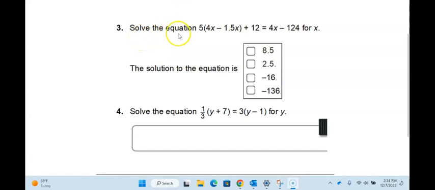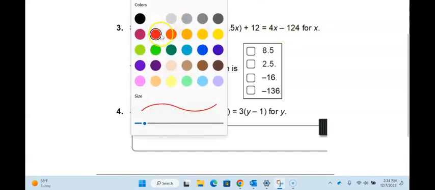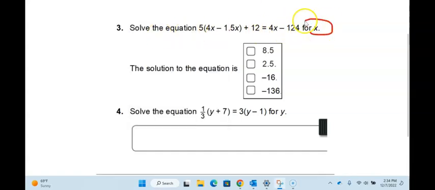Solve for the equation 5 minus 2x minus 1.5x. And what are we solving for? We're solving for x. Okay.